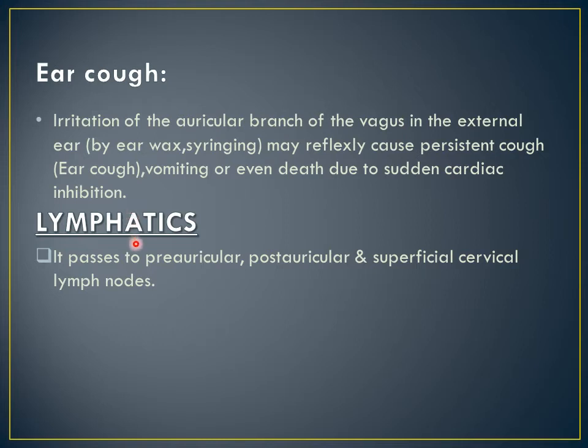Now, the lymphatics of the external auditory meatus pass to the pre-auricular, post-auricular, and superficial cervical lymph nodes, same as that of the auricle.